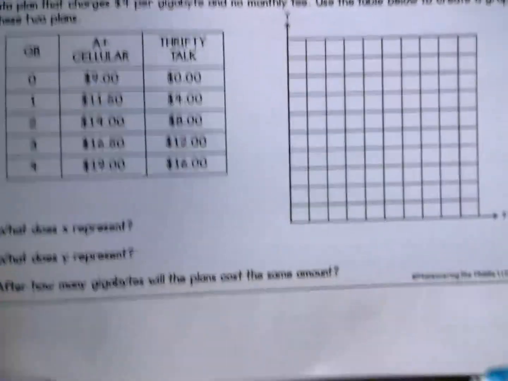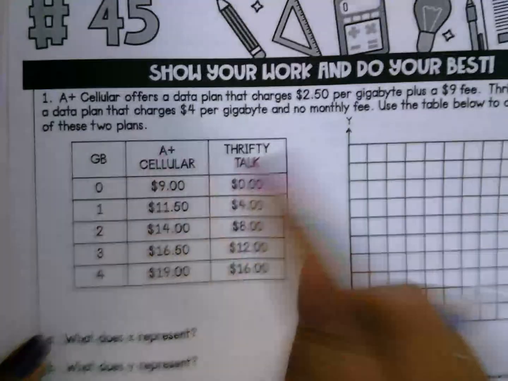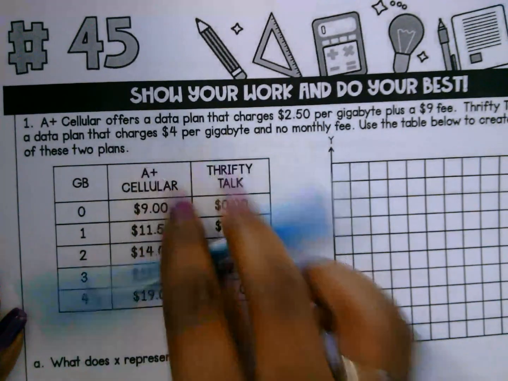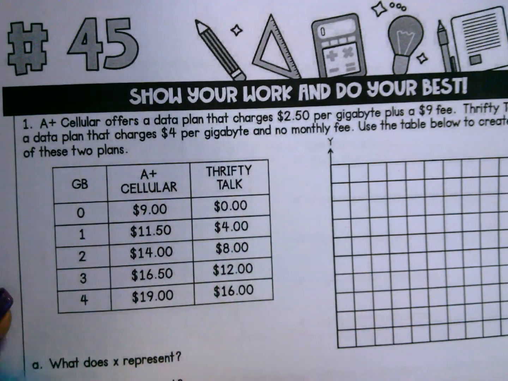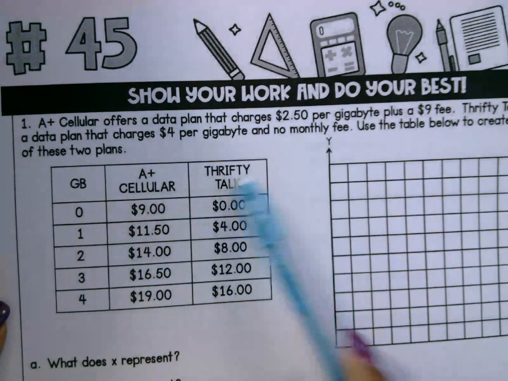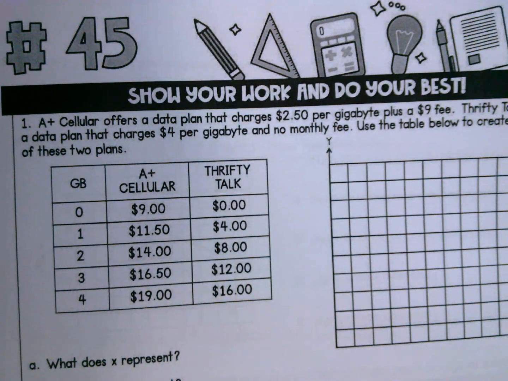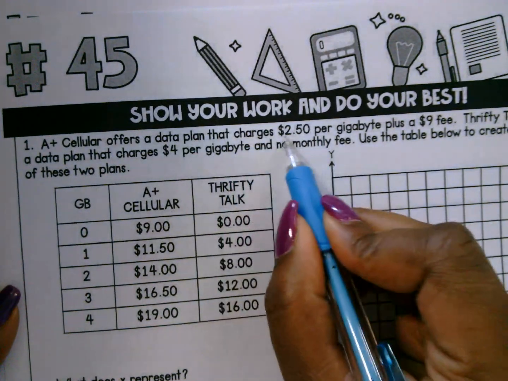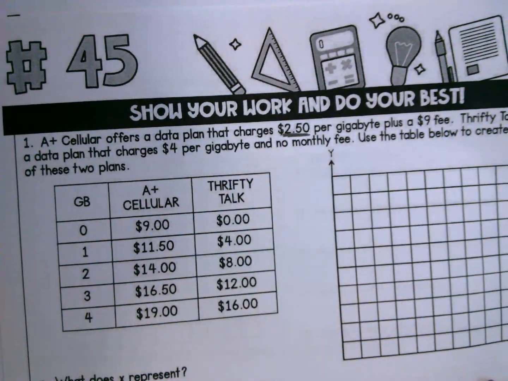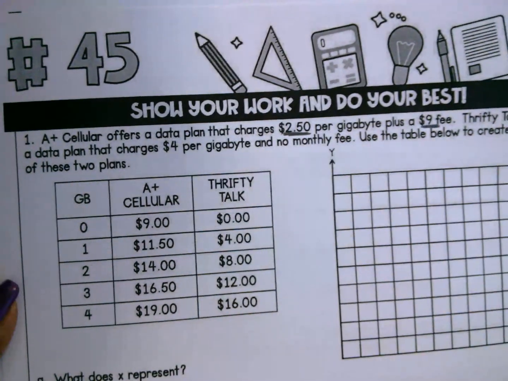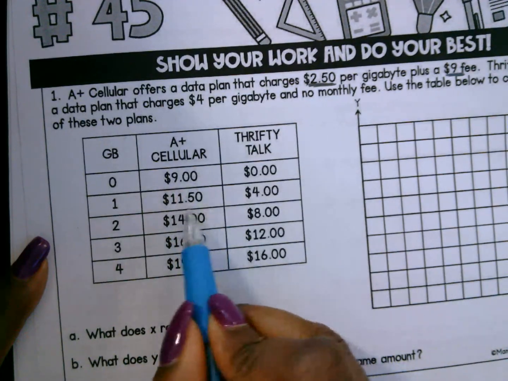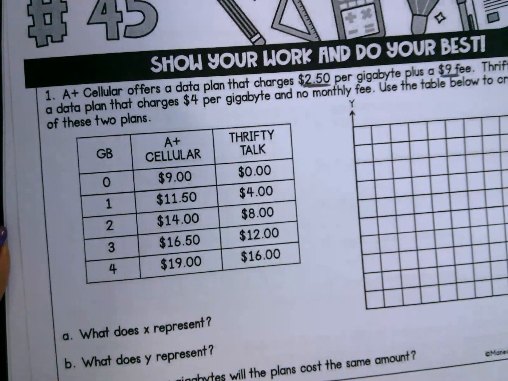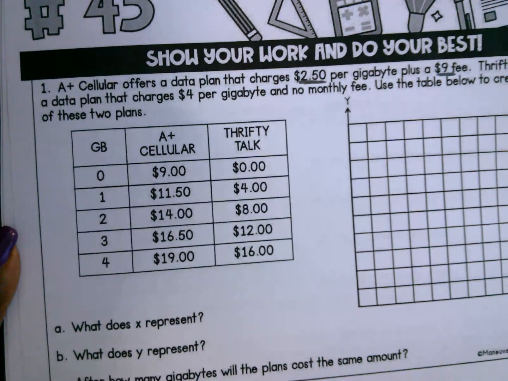The warm up, you can tell that this is your X. These two things are being compared. We got A Plus Cellular and Thrifty Talk, two different cell phone companies. It says the A Plus Cellular offers a data plan that charges $2.50 per gig and then a $9 fee. So the starting amount is $9 and from there it's going to go up to $50. The Thrifty Talk charges $4 per gigabyte and there's no monthly fee.